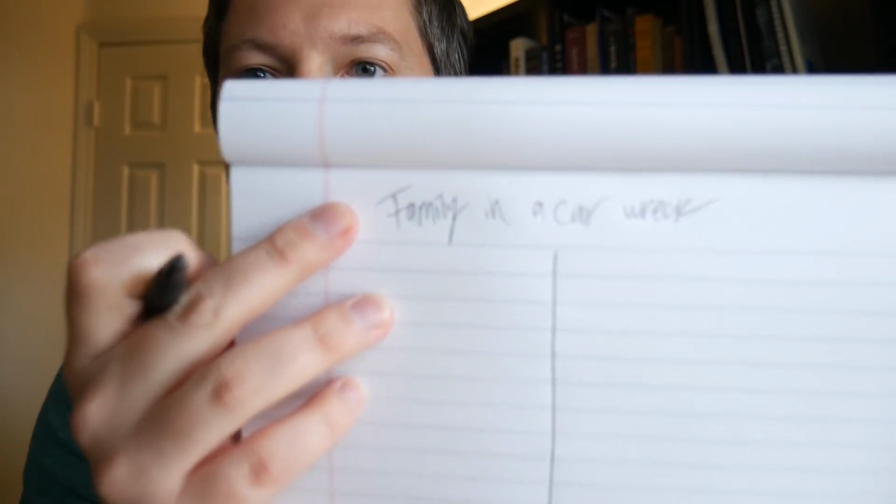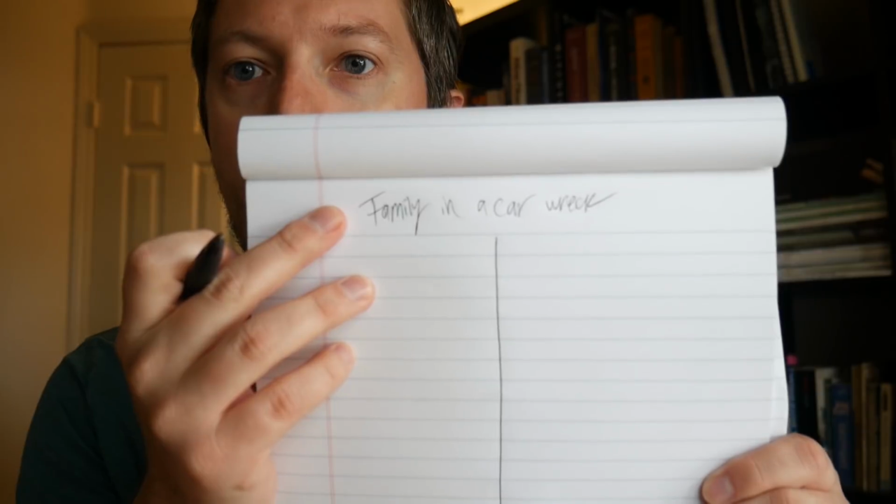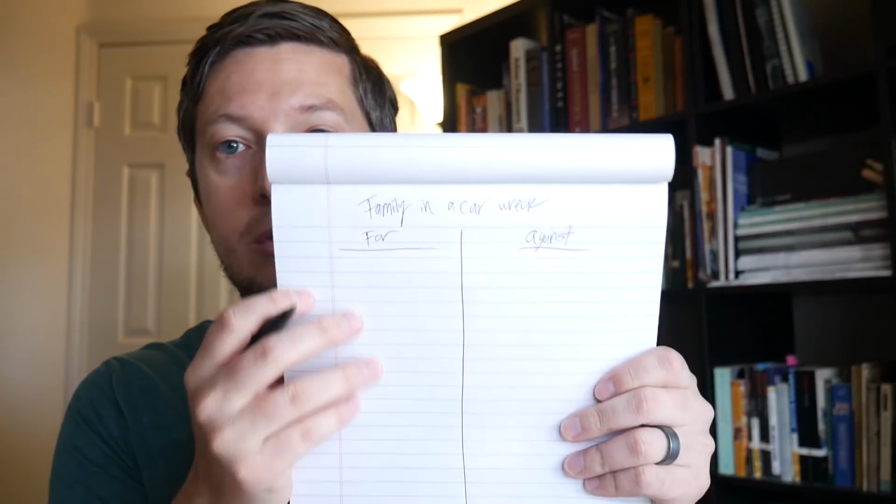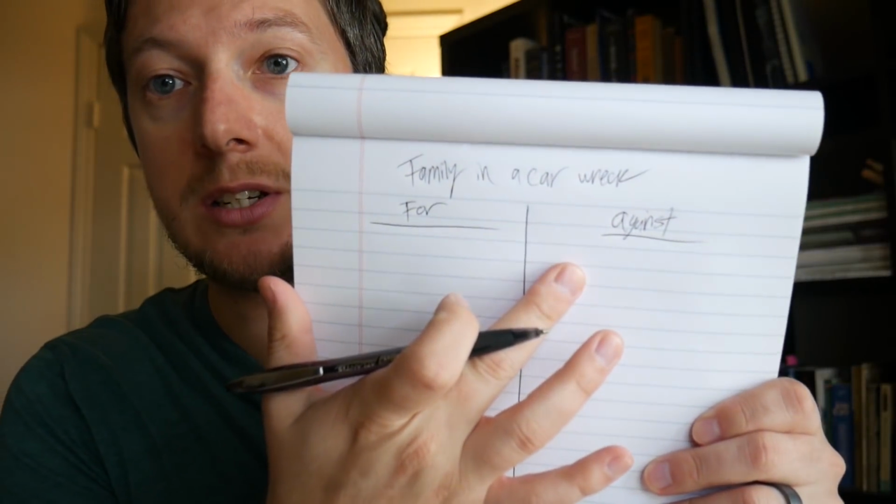So what you would do is you would write at the top, here it says, family in a car wreck. So that was my hypothesis about the situation. I have a feeling that they were hurt because my wife's been in a car accident near the house before, and ever since then I worry about that. So that's my hypothesis about it. And then what you do is you separate both sides of the paper into for and against.